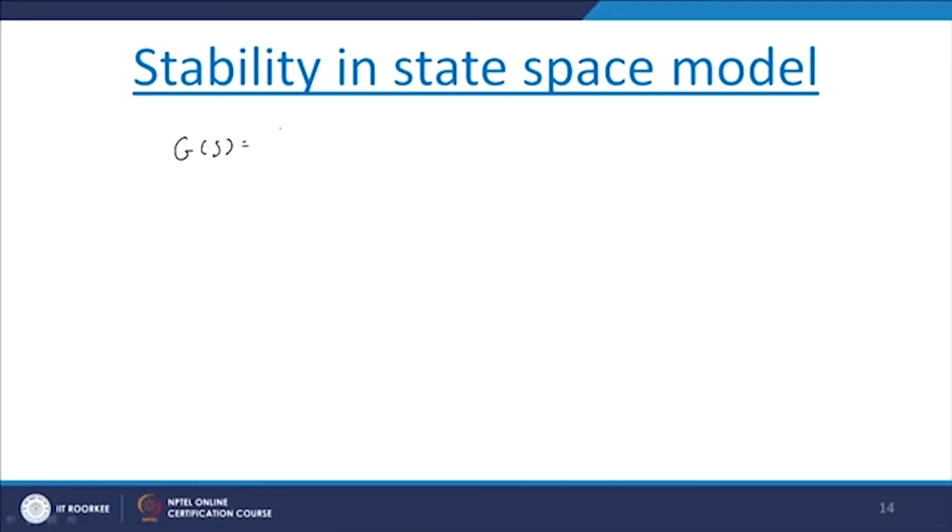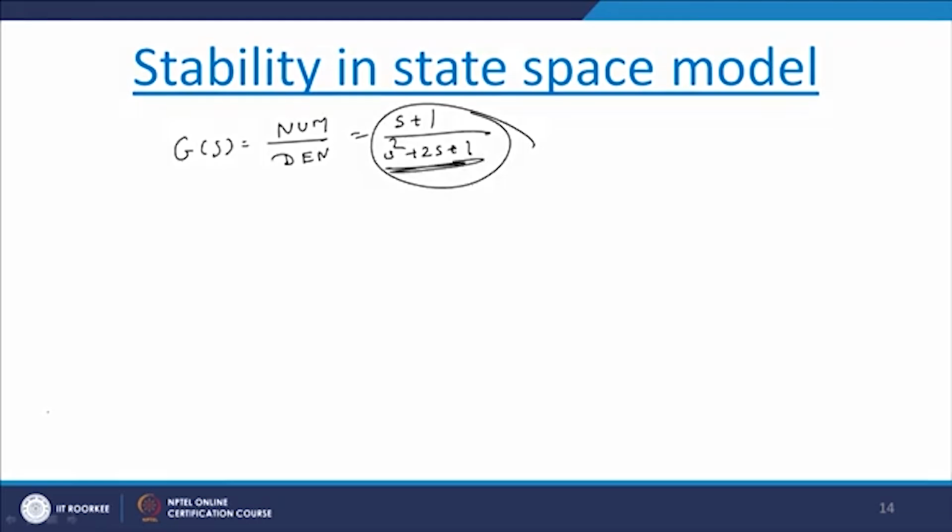Now, the stability in a state space model is a very important point, and we have seen how to determine the stability of a given state space model. We have also seen how to determine the stability of a transfer function model, that is, if G of s is numerator by denominator, say (s plus 1) upon (s square plus 2s plus 1). This is your transfer function model.